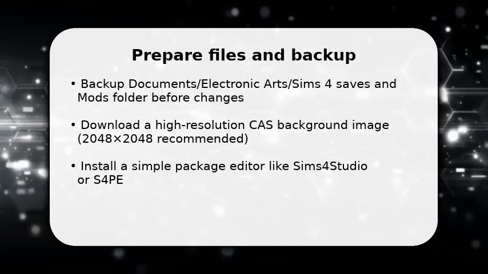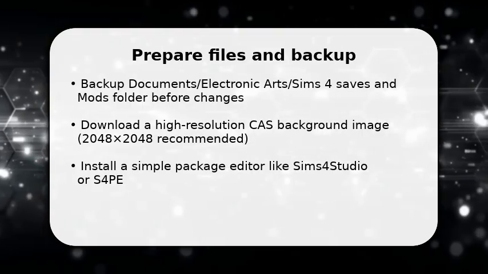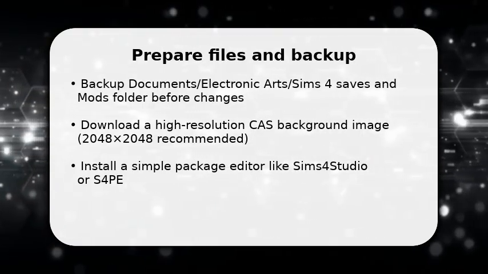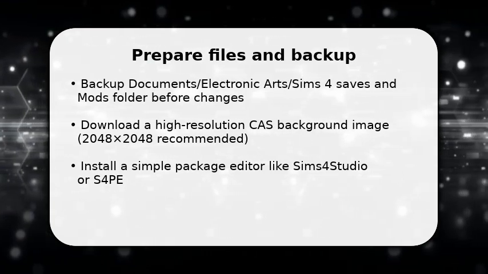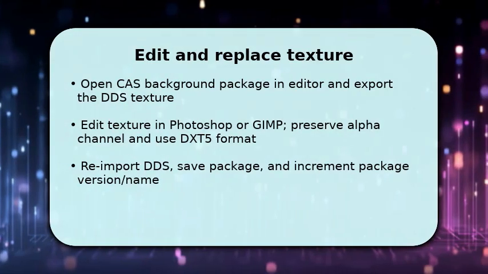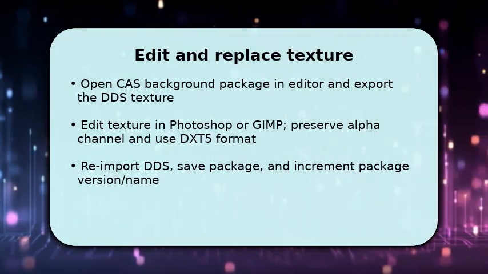Once done, locate the CAS background package in the game files or extract the default via the editor. This gives you a template. Make sure you keep file names clear so you don't overwrite originals accidentally. You open the package and export the DDS texture to edit it. This is where the visual change happens.